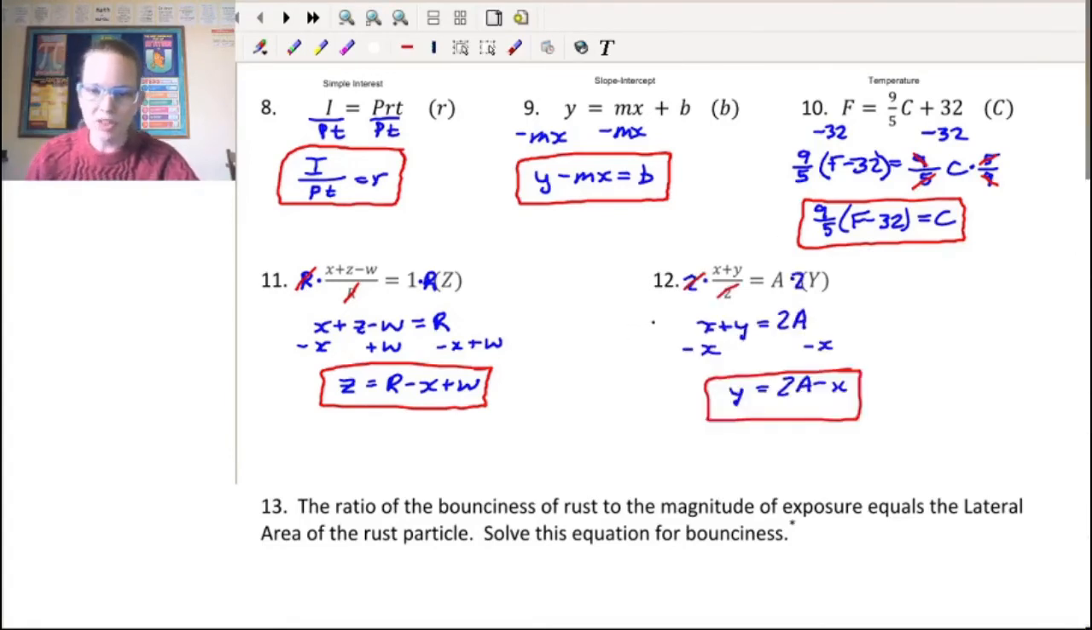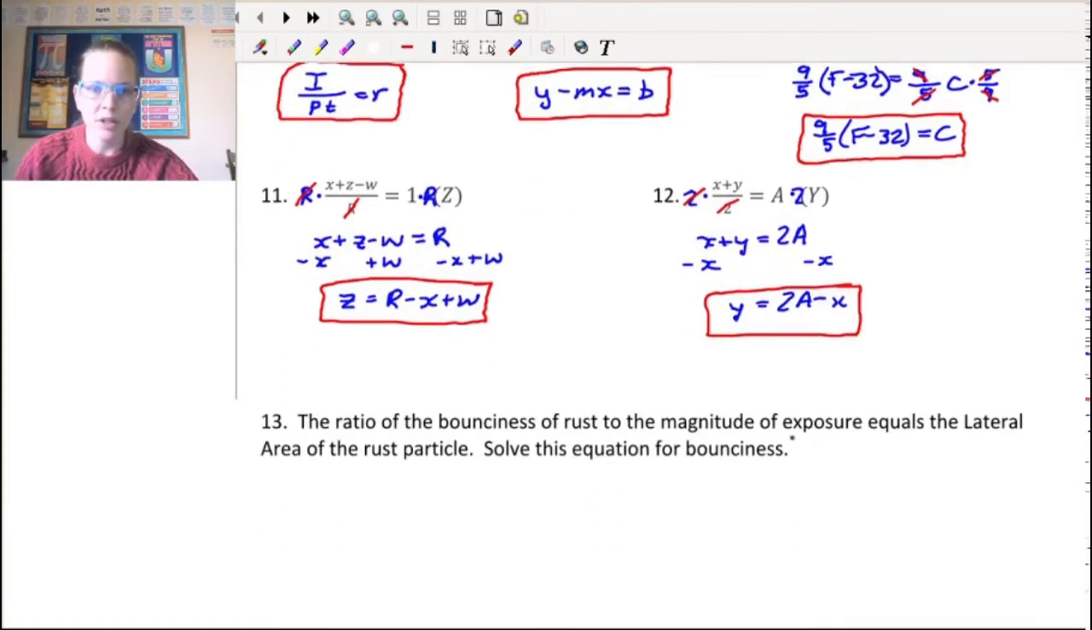Alright, so same as we did with number 11, we're going to multiply up the denominator to the other side. Doesn't matter if it's a number or a variable. We can multiply both sides by 2. Then we subtract the x to get the y by itself, and we're left with y equals 2a minus x. Alright, not too tricky so far.